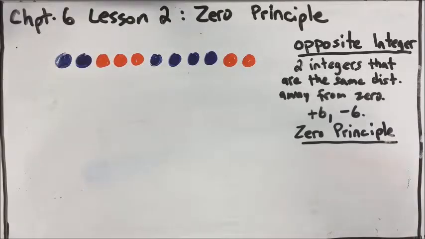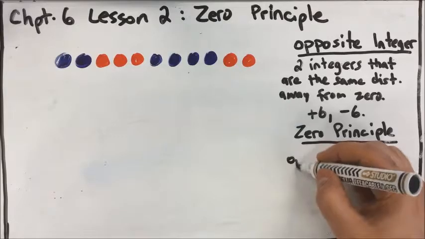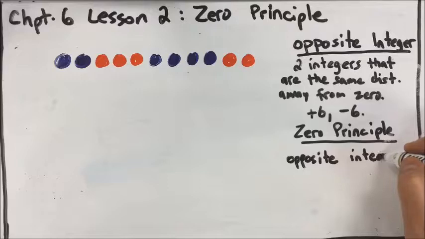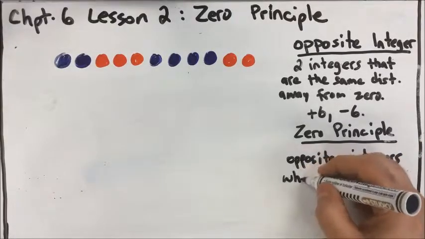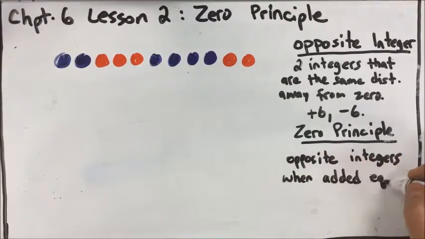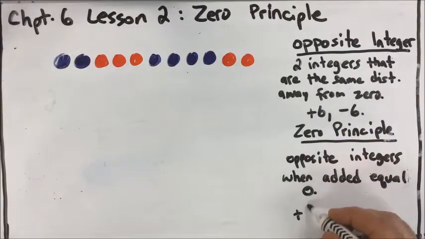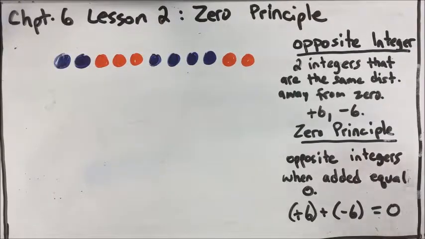And the zero principle tells us that opposite integers, when added, equal 0. So in the same example, positive 6 plus negative 6 would equal 0.